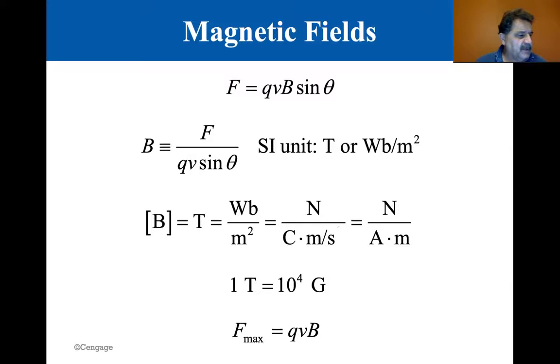Of course, F is 0 if theta is 0 or theta is 180. So if this is your magnetic field and you're going like this, you have no force. But if you're going perpendicular, that's when you get the max.